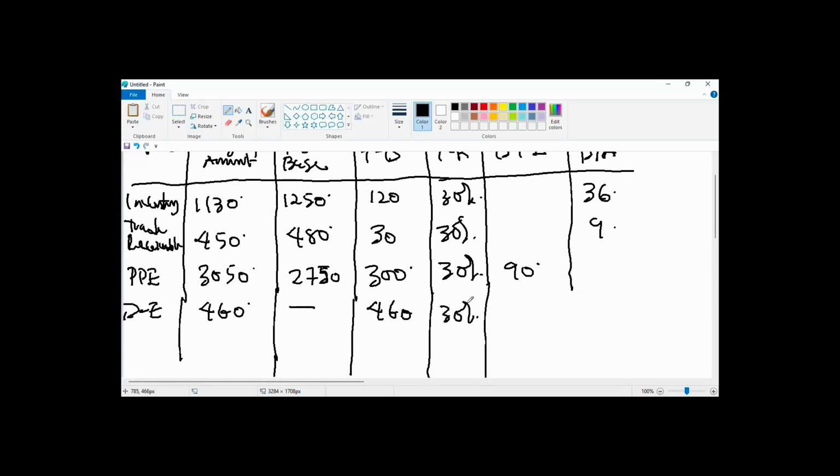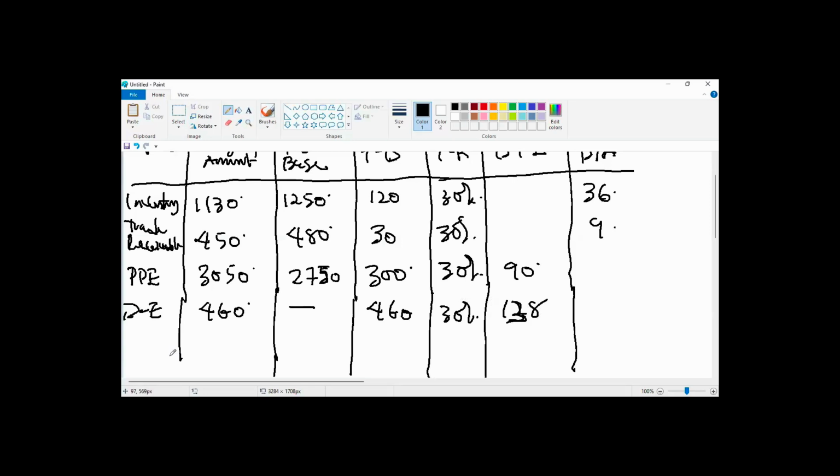Say deferred tax liability or deferred tax asset. Liability. Liability of how much now? 138. Next.